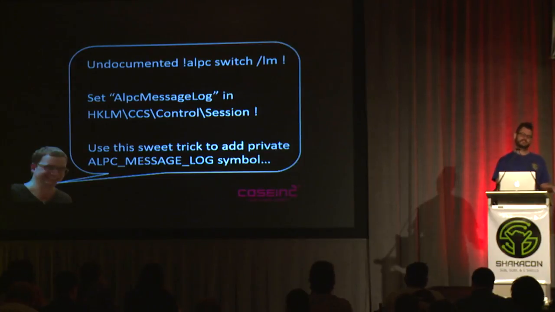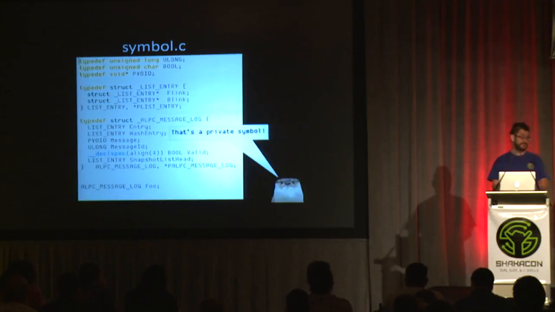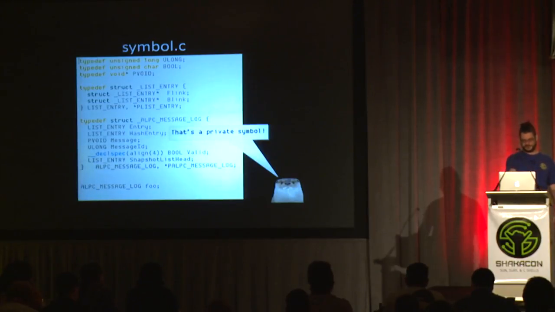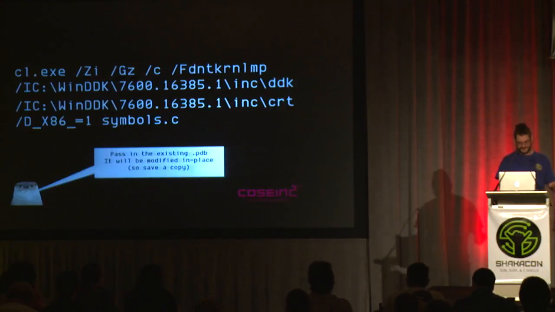But then the thing is, there's this undocumented symbol, but, and I didn't know this, and this is actually the thing that I'm probably happiest about from the whole project. You can just get a random existing PDB. You write a C file that has a struct declaration for your undocumented or private symbol, and I'm just doing the struct def and declaring a global variable of that type, right? And then using the command line compiler, it'll just add that symbol to your existing PDB.